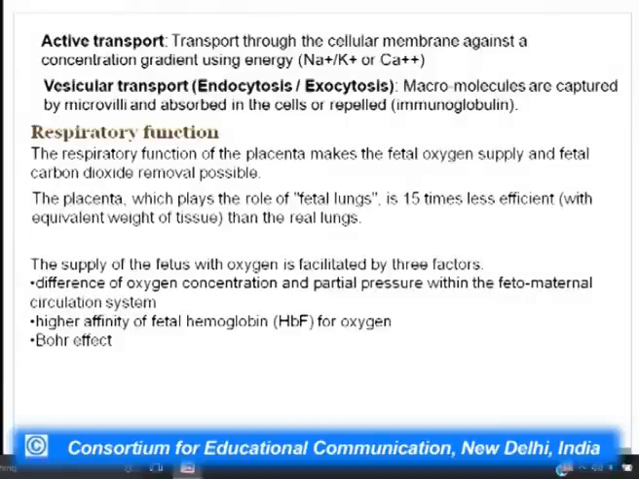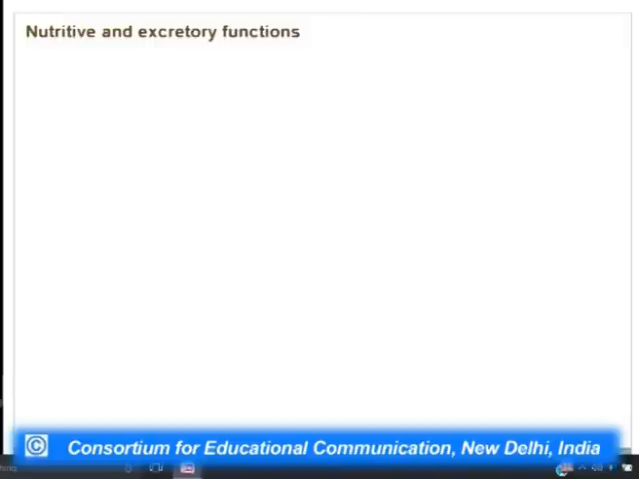So basically, dependent upon the concentration and the partial pressure of the gases across the membranes, one gas can be loaded and the other gas can be downloaded at the junction or the placental barrier, and that's how the respiration takes place, or that's how the fetal tissue gets its oxygen supply from, or the removal of carbon dioxide also occurs by that mechanism. Then various nutritive and excretory functions are also taken up by the placenta.